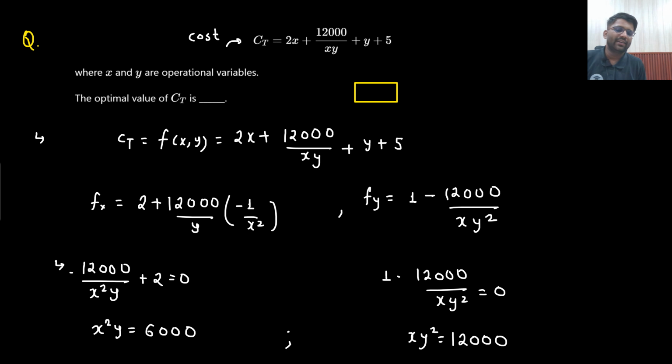Now you would say that, sir, it could be the point of maxima, it could be the point of minima, it could be the saddle point as well. But in the examination, if they are asking the question, and that too NAT type of question, then you will have to believe that yes, it would be minima only.